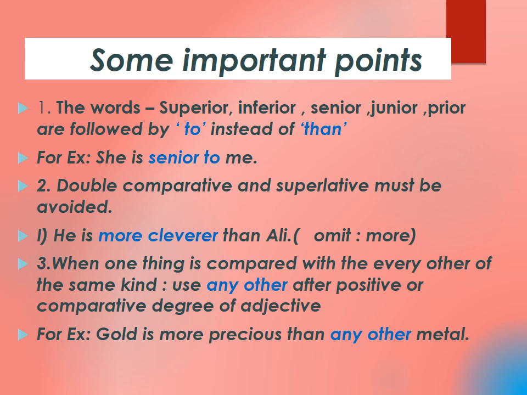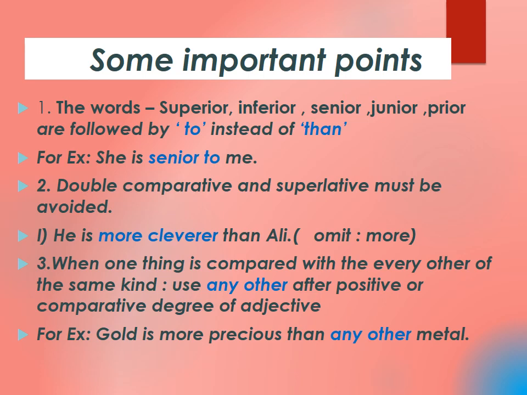A few important points which you need to keep in mind when you use degrees of comparison. The first is the words superior, inferior, senior, junior, prior. All these words are followed by the preposition to instead of than. Whenever we use these words, we use the preposition to. We do not use the preposition than. An example is written in front of you: she is senior to me. We will not say she is senior than me.